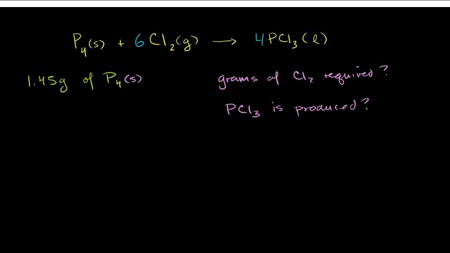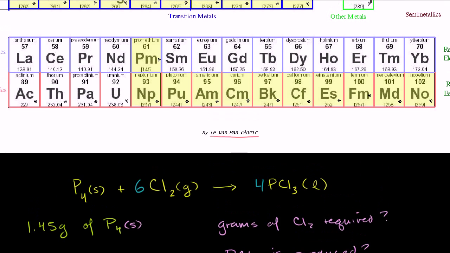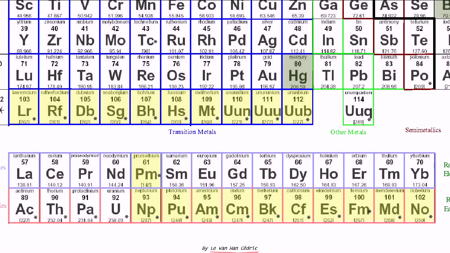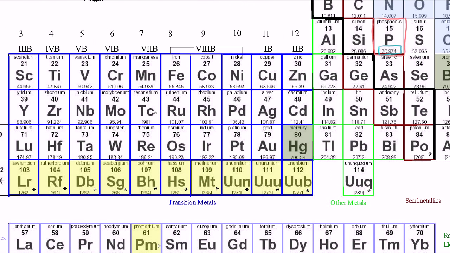Let's look at a periodic table. This periodic table, I have to give proper attribution to the maker. It's made by Levon Han Cedric. I got this off of Wikimedia Creative Commons. It had an attribution license. Other than that, free to use it. And let's go to phosphorus.